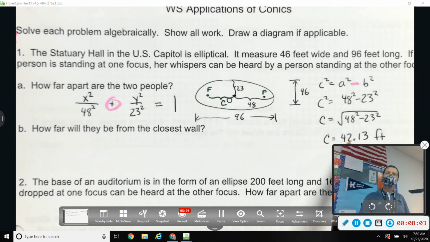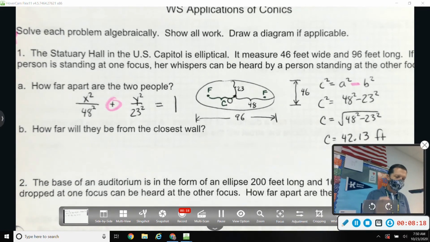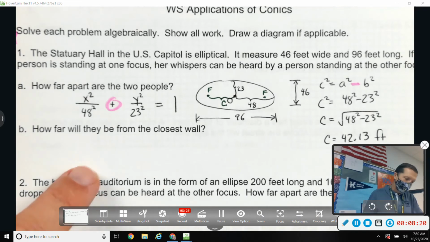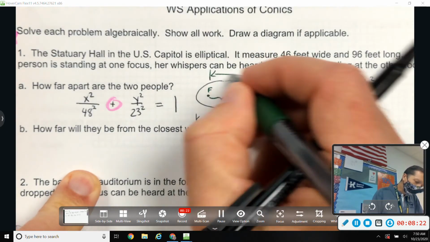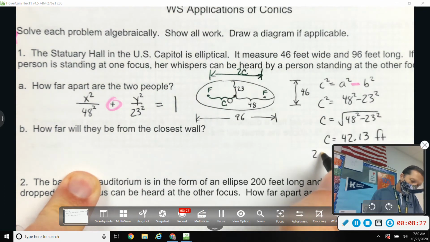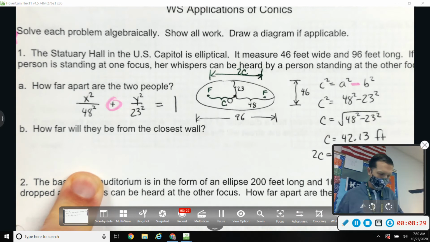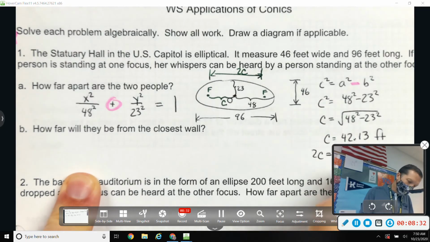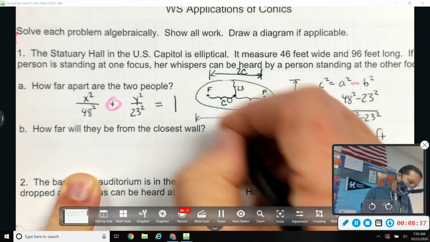Is that my answer for this question? No, you have to multiply that by 2. Good. So be super careful. You got to read what they're asking. You can't just go plug it in and say, "Oh, well, there's a formula. That's my answer." You got to read the question carefully. From focus to focus would be 2C. So 2 times that would be 84.26 feet. That's how far apart the people are.